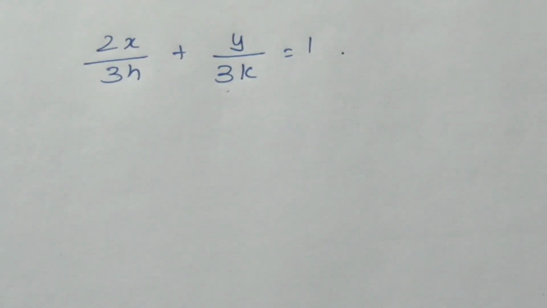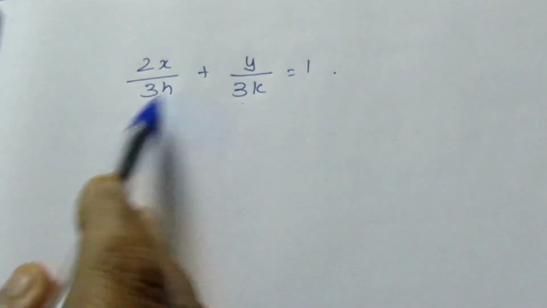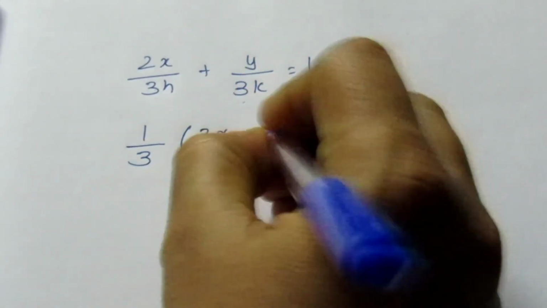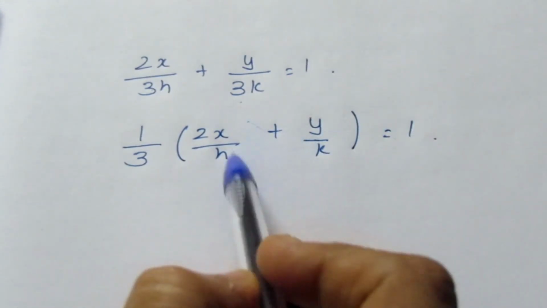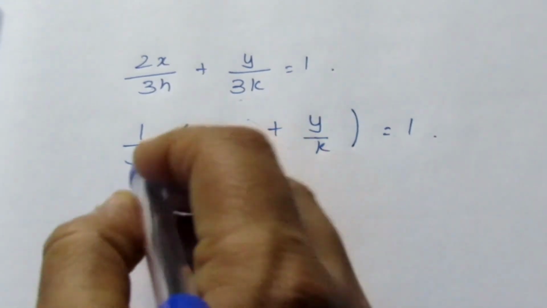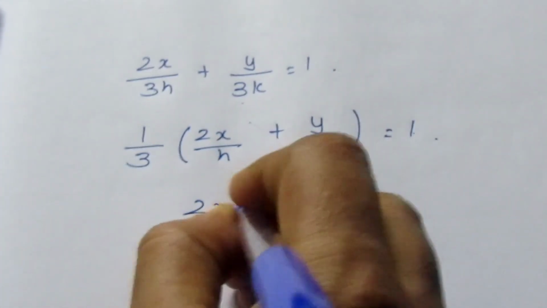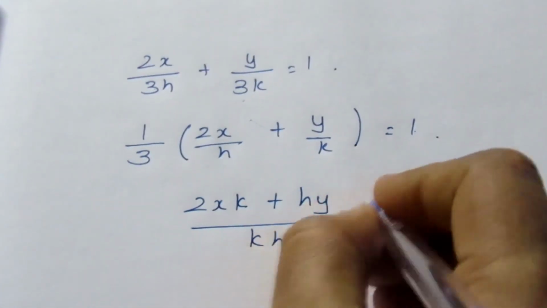We need to take the LCM to solve it. We know that 3 is common in both the terms, so we can take 3 directly common outside. It will be better, so you will not have any confusion. So 2x by h plus y by k equal to 1. Now taking the LCM, just cross multiply the numerator as well as the denominator. Bring 3 to this side. It becomes 2xk plus hy by kh equal to 3.